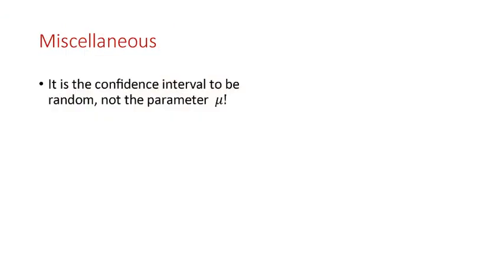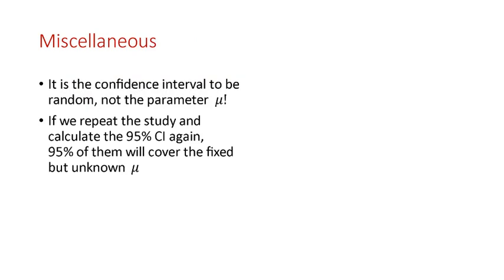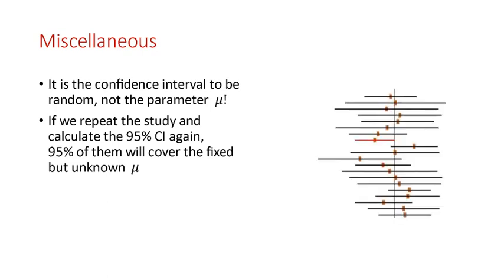Since we are working on confidence intervals, we need to emphasize the following concepts. It is the confidence interval that is random, not the parameter mu. That means if we repeat the study and calculate the 95% CI again, 95% of them will cover the fixed but unknown mu. The graph on the left shows the confidence intervals from 20 samples, assuming the true mean mu is 5 hours. You can see the confidence intervals are different from sample to sample, but the mean mu is unchanged. Also, the widths of the t confidence intervals are not the same, so we do not have a simple formula for the sample size n for a fixed margin of error. On average, there will be 1 out of 20 CIs that does not cover the fixed but unknown mu, which is indicated by the red interval in the graph.